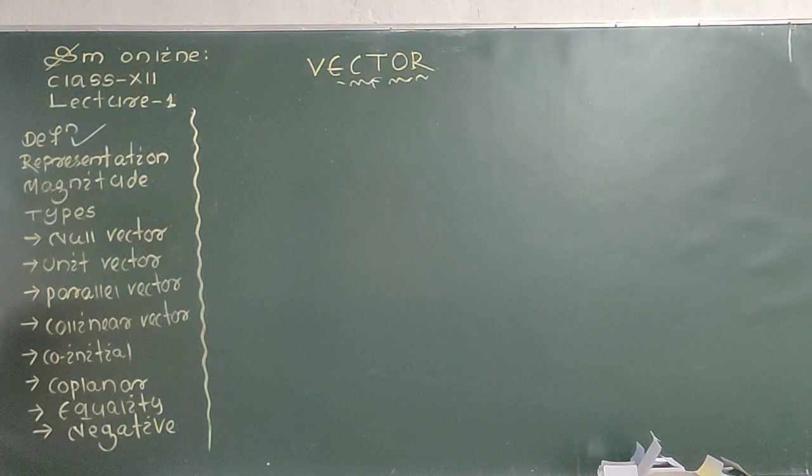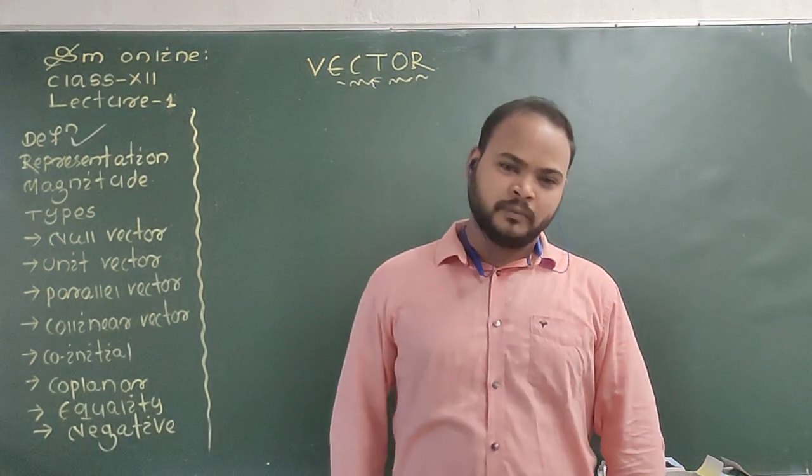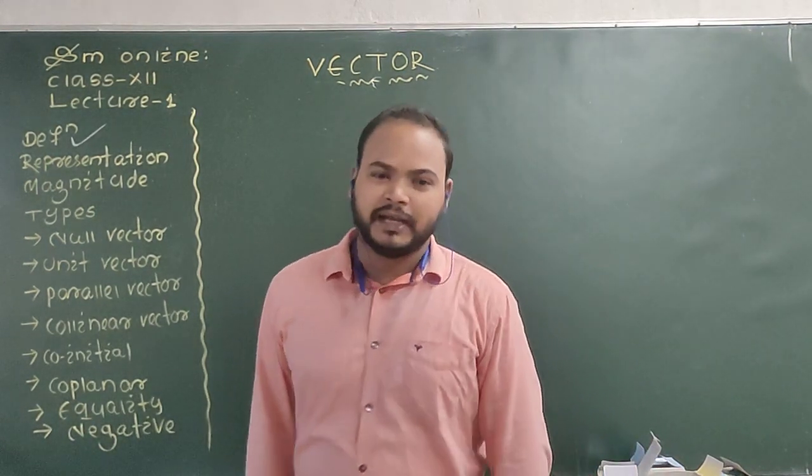Definition, representation of vectors, magnitude of vectors. There are some types of vector, and the last one, equality of two vectors and negative of two vectors. Okay, so let us start.